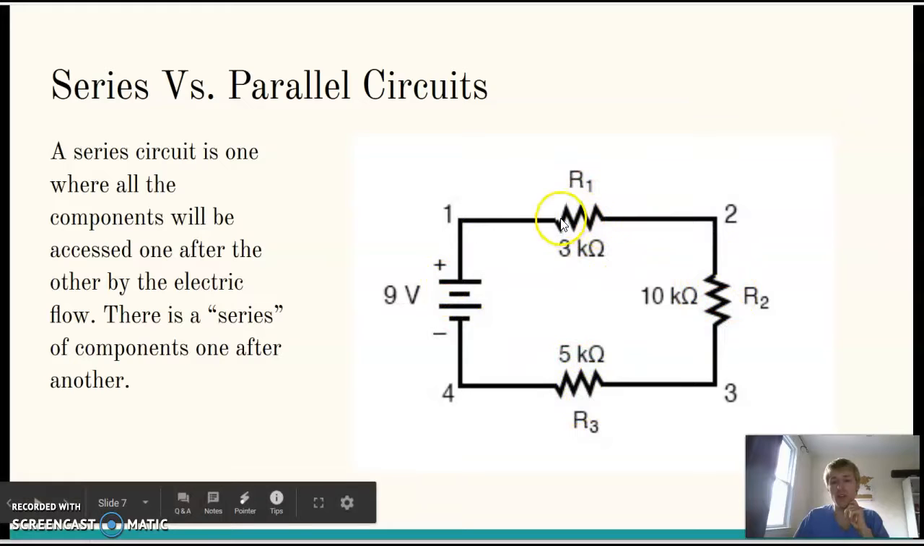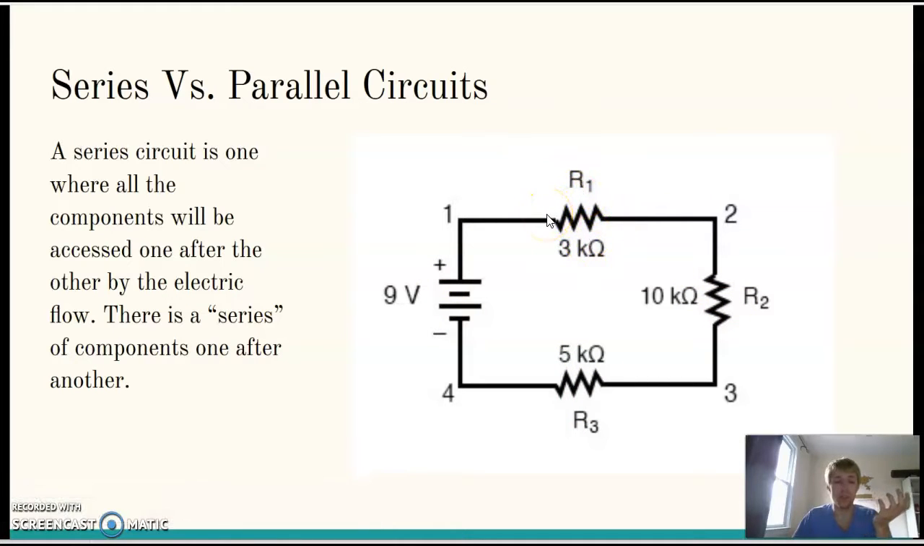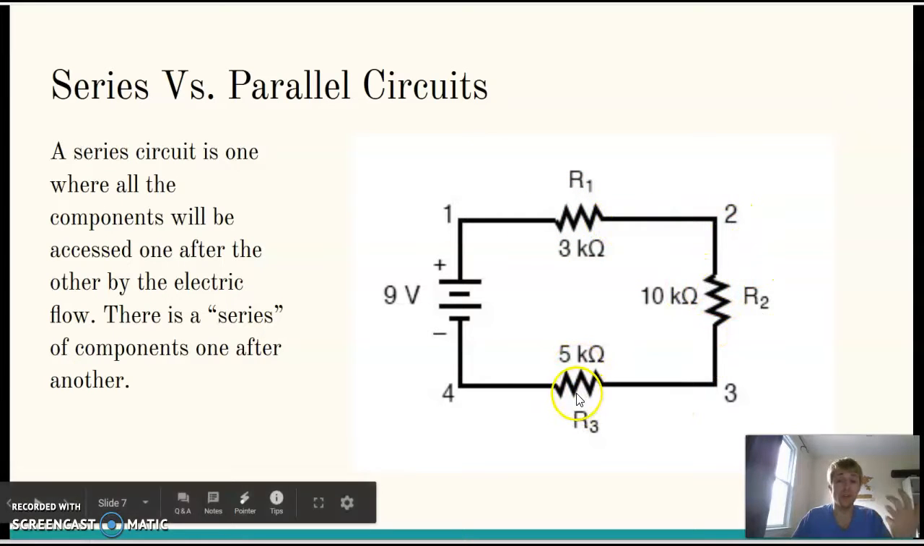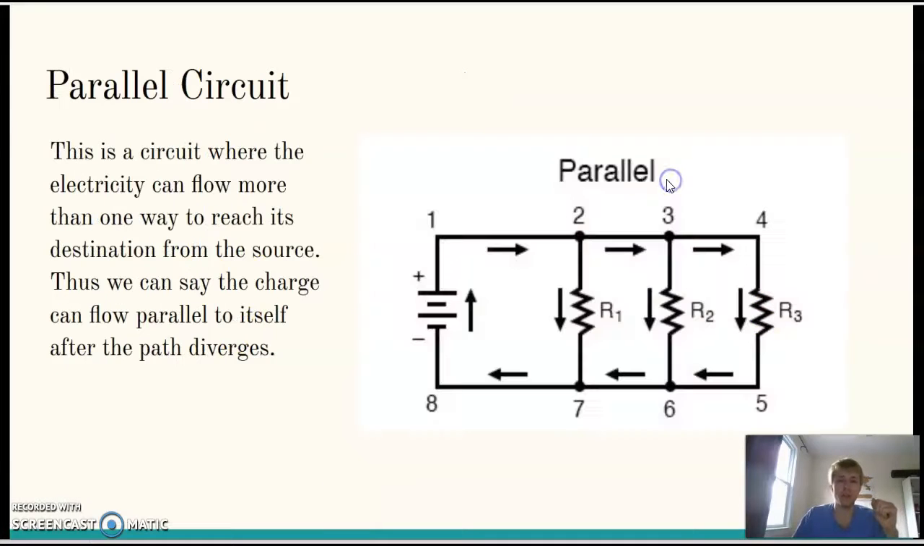So as it hits this first one, a resistor is really any component that uses electricity. It doesn't necessarily have to be a resistor. So like a light bulb is a resistor because it's using up some of that electric flow to do some kind of work. So if you look at this, we first have to pass through this resistor, and then through this resistor, and then through this resistor. There's no choice. We're going through a series of them. So it's a series circuit.